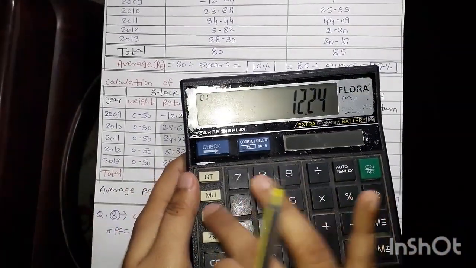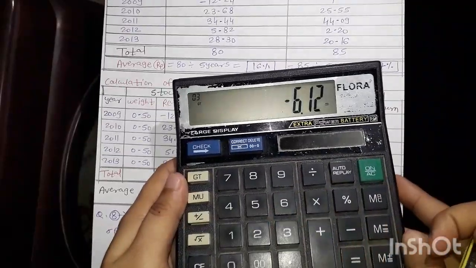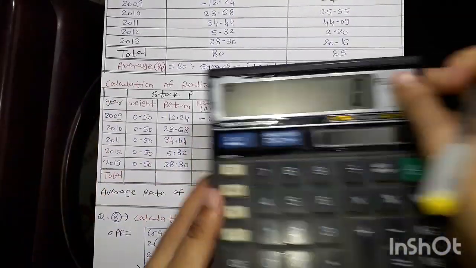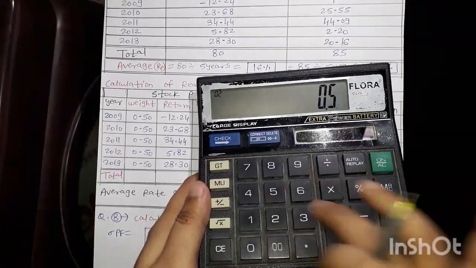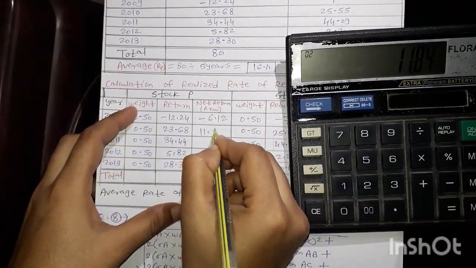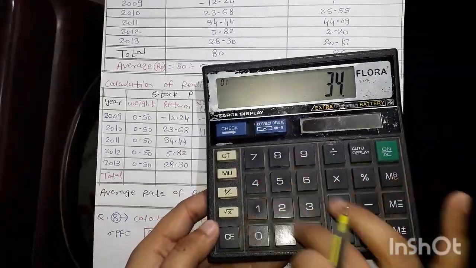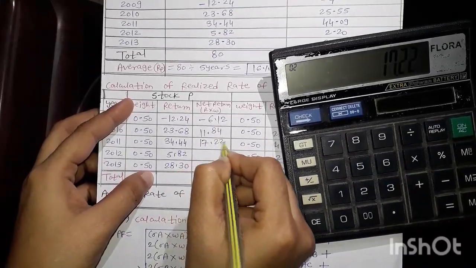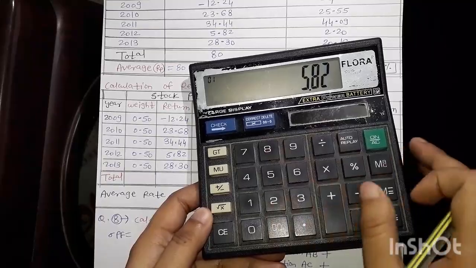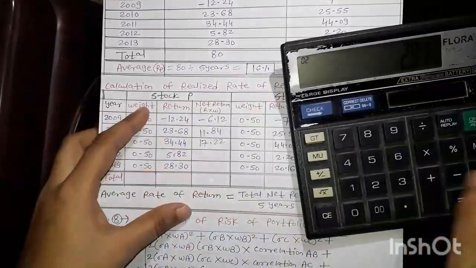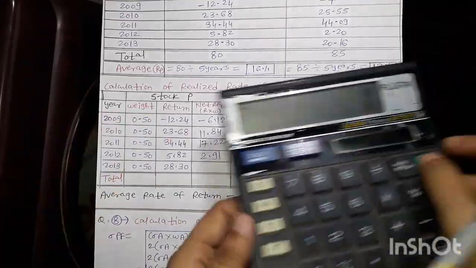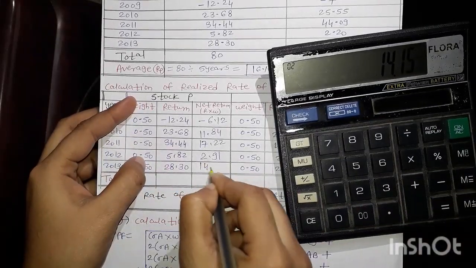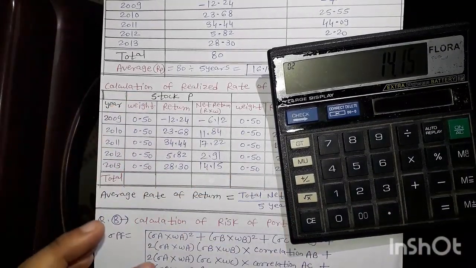See, 12.24 which is in minus multiplied by 0.5. Okay, basically we have to halve the return, because if you have invested half the amount, then you will get only half the return. So 23.68 multiplied by 0.5, that is 11.84. After that 34.44 multiplied by 0.5, that is 17.22. After that 5.82 multiplied by 0.5, that is 2.91. After that 28.3 multiplied by 0.5, that is 14.15. Okay, so we found this out here.